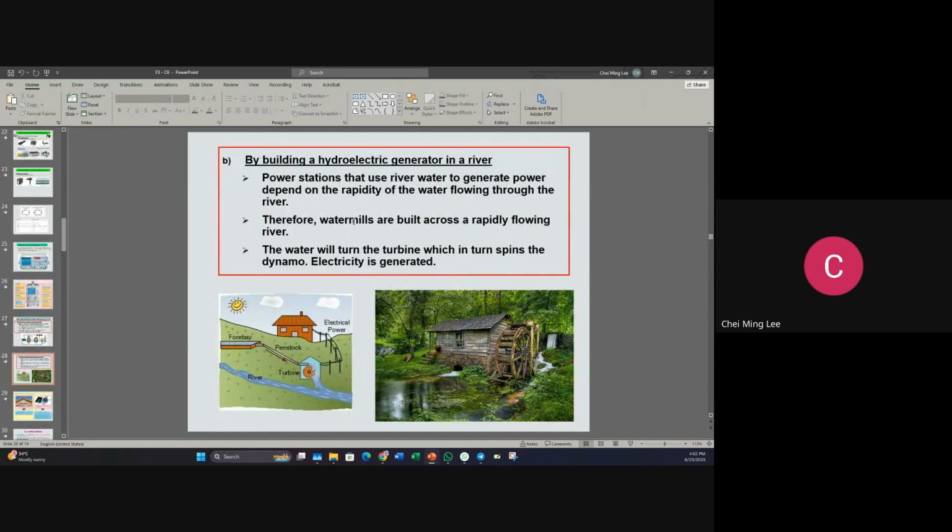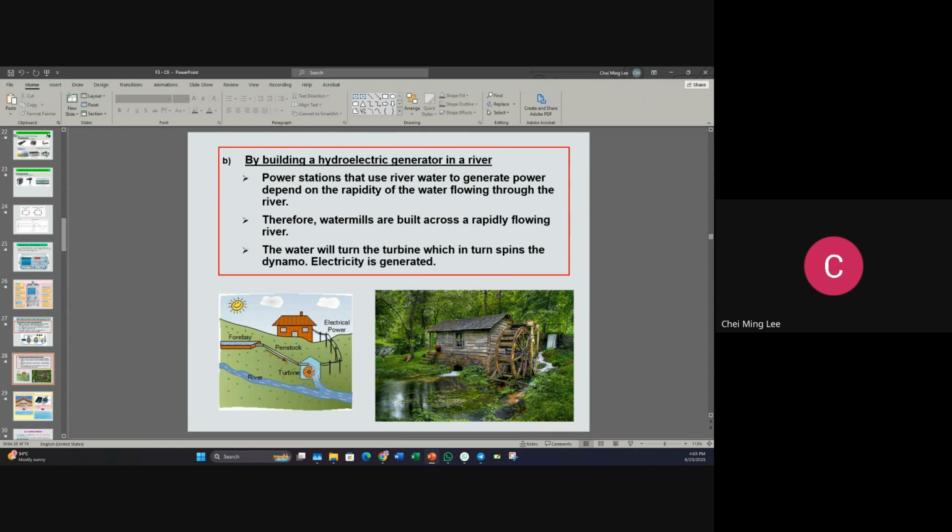All right. Second, building a hydroelectric generator in a river. A power station that uses river water to generate power normally depends on the rapidity, which means how fast and how fierce the water flows through the river. They will build a water mill across a rapidly flowing river, and the water will turn the turbine, in turn spinning the dynamo.